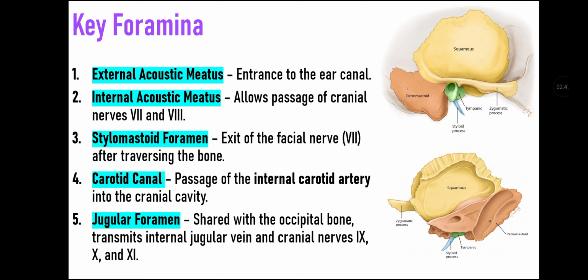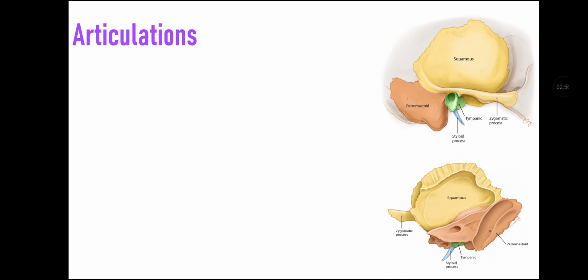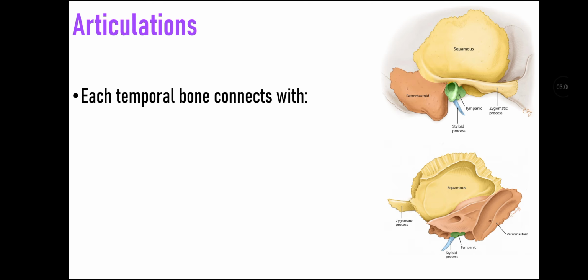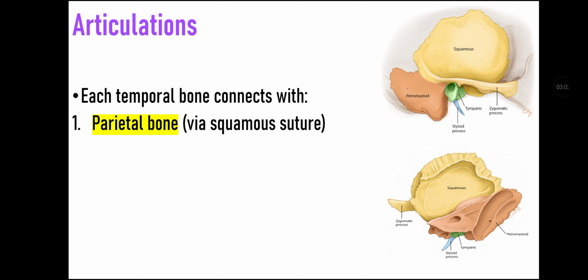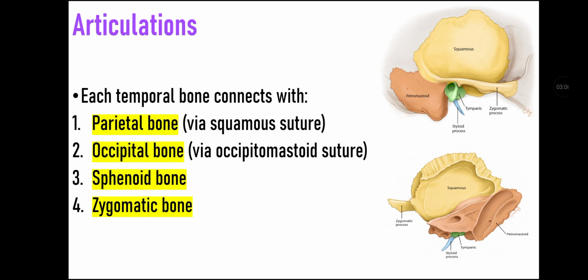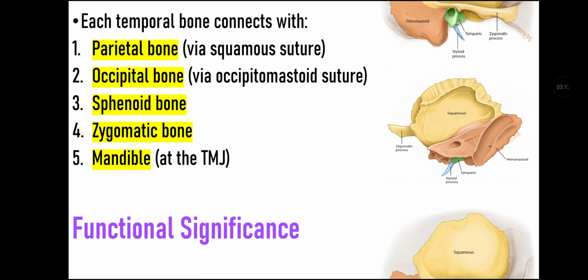Then it has jugular foramen that is shared with the occipital bone, transmit internal jugular vein and cranial nerves number 9, 10, and 11. Now let's talk about articulations of temporal bone. Each temporal bone connects with the parietal bone through squamous suture, occipital bone through occipitomastoid suture, sphenoid bone and zygomatic bone, and mandible at the temporomandibular joint. So these are the articulations of temporal bone.